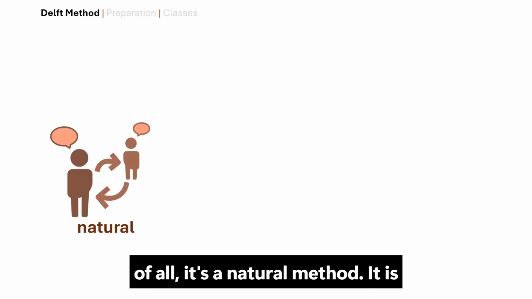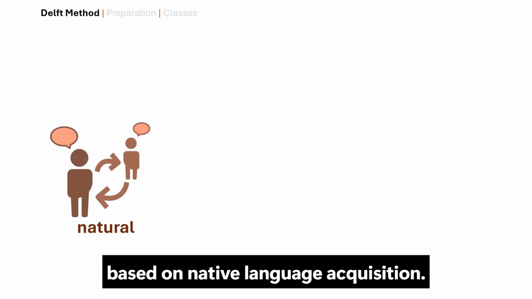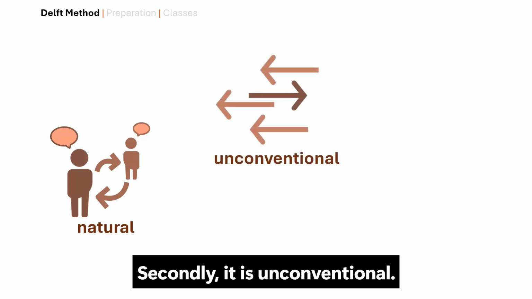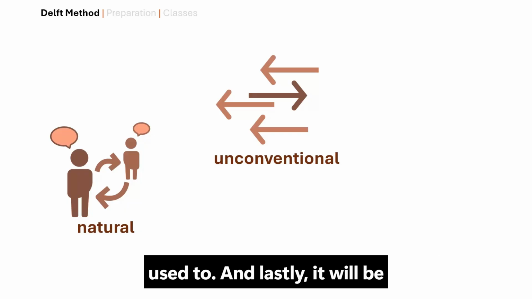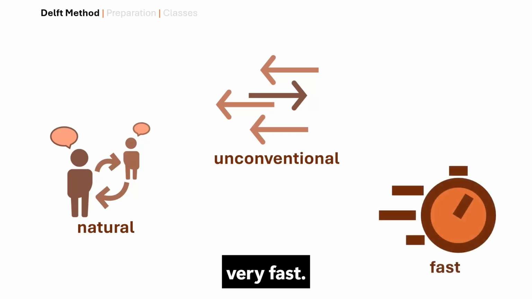First of all, it's a natural method. It is based on native language acquisition. Secondly, it is unconventional. Learning Dutch this way will probably be completely different from what you are used to. And lastly, it will be very fast.